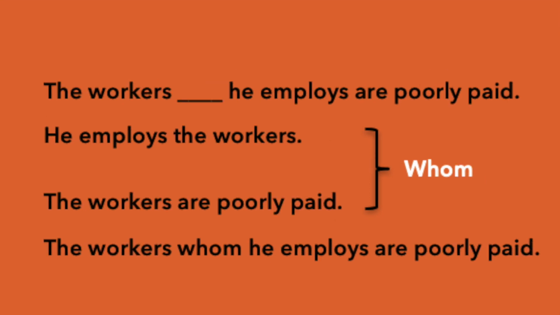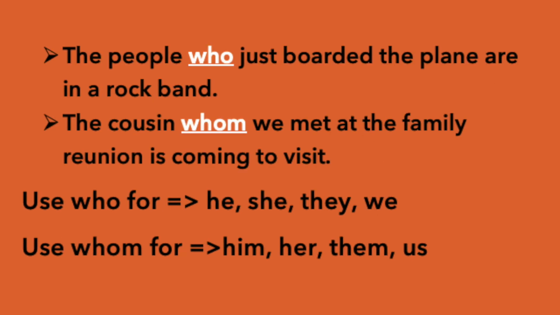See the next one. The workers dash he employs are poorly paid. Can you split this sentence? He employs the workers and the workers are poorly paid. Can you say he employs they or he employs them? We can say he employs them. So we can have M in them. We can have M here also, whom. The workers whom he employs are poorly paid. That is the answer.